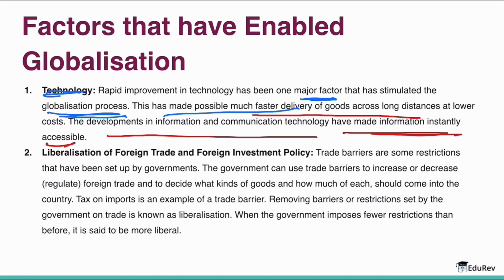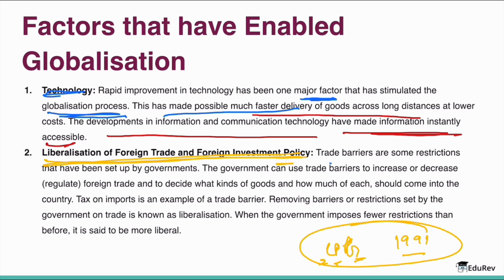Liberalization of foreign trade and foreign investment policy. Actually, this liberalization, that is the LPG policy, that is liberalization, globalization, privatization in India, was done in 1991.